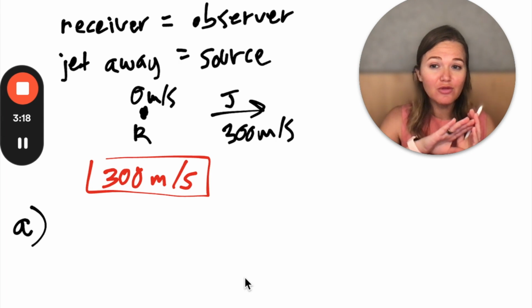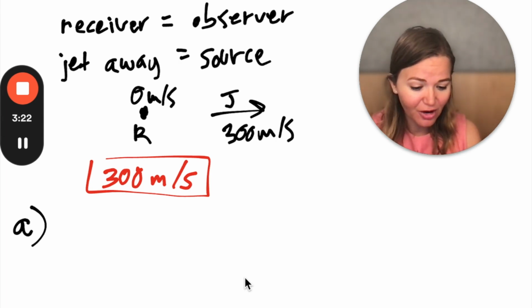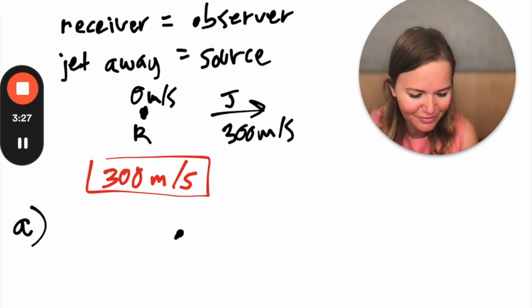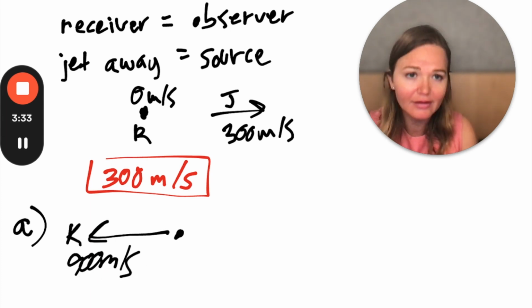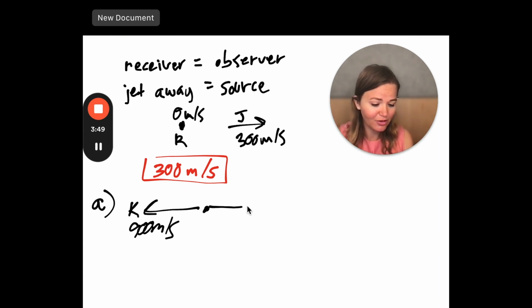Well, the receiver is moving away at 900 meters per second. So basically, I'm going to draw that like this. I like to draw my 0 point to keep it straight in my head. My receiver here is moving away at 900 meters per second, and my jet is moving away at 600 meters per second. So these are going in opposite directions, right?